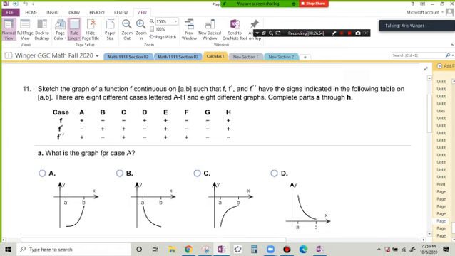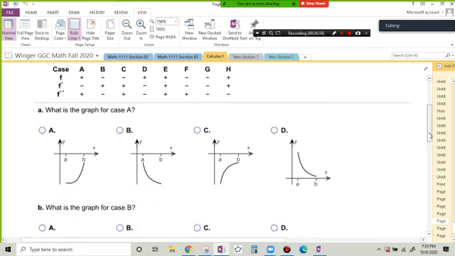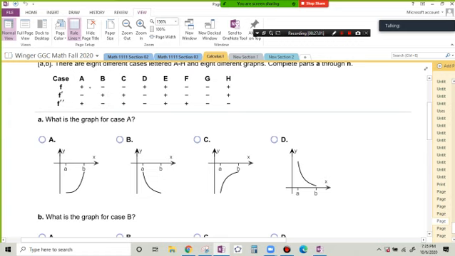Which is the graph for case A? F is positive the whole time. Bam. Right, let's just verify all the other stuff. It says F has to be above the x-axis the whole time. This is the only one that's above the x-axis the whole time. But let's just verify the other stuff. F prime is negative. Yep, it's going down. And F double prime is positive, concave up. That one is A.